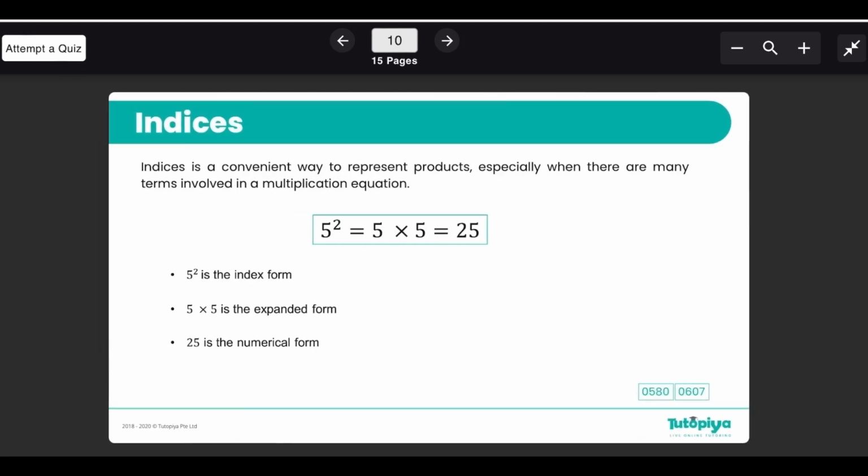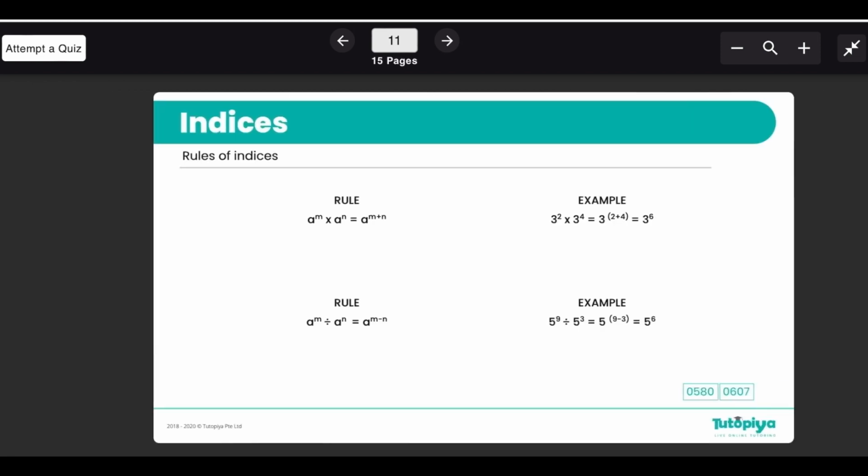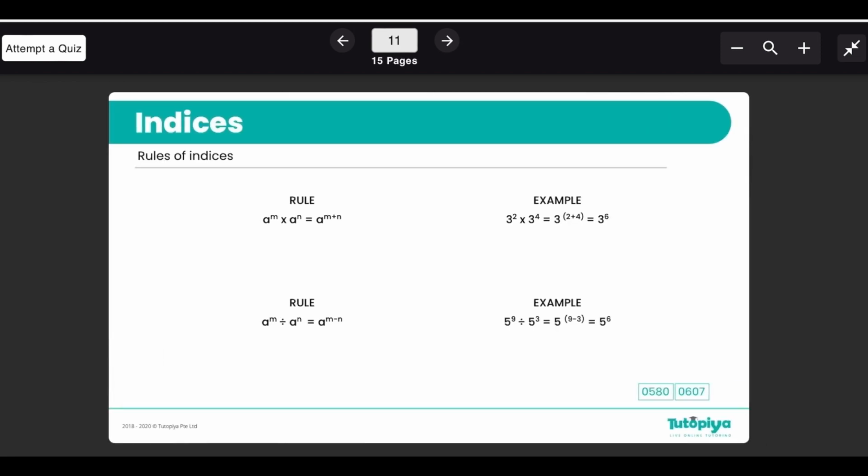And in terms of indices, we're going to look at indices. Now remember, 5 squared basically means 5 into 5, which is 25, right? So we call this 5 squared part the index form, the 5 into 5 part the expanded form, and we have the 25, which we call the numerical form. These are all just notations and words that you have to be aware of. So these are the basic indices rules that you should know.